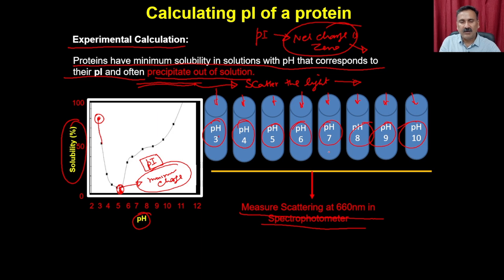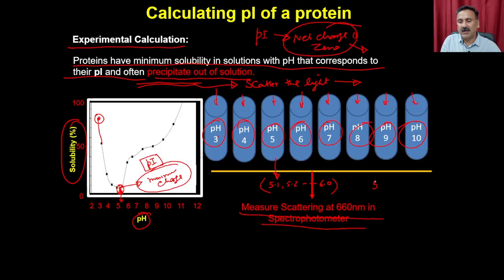If you want, you can make it more precise. For example, in this case this is a value which is in between 5 and 6. So what I can do is prepare another pH, of 5.1, 5.2, and up to 6. If I prepare some more pH values, I will know very precisely that the pI of this particular protein is 5.16.